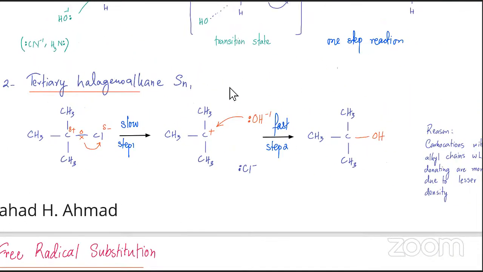SN1 reaction. Again, what is in this step? What's the shape? It's trigonal planar, fan shape, right? Is this clear? Yes, sir. So OH- could attack from the top of the fan or it could attack from the bottom of the fan. So if it was chiral, then you'll get both types of chiral centers.